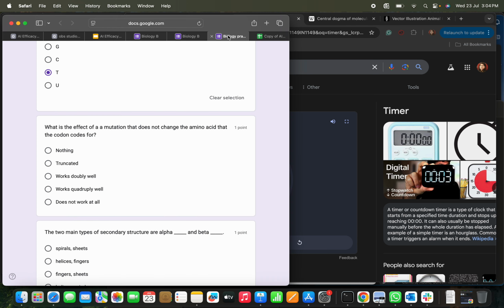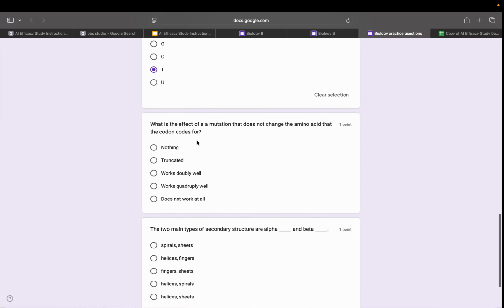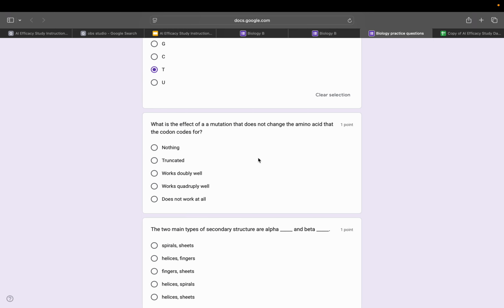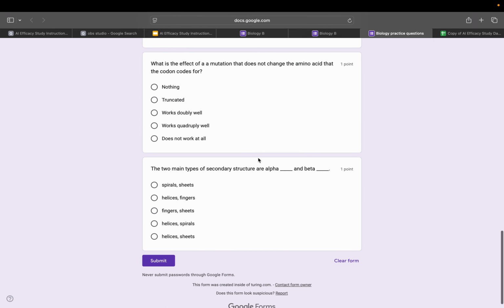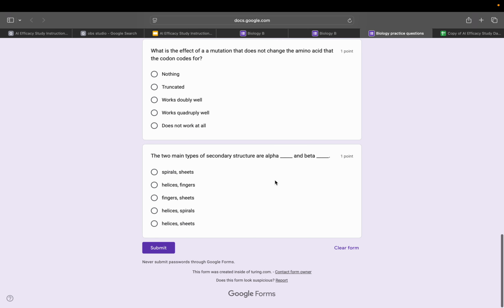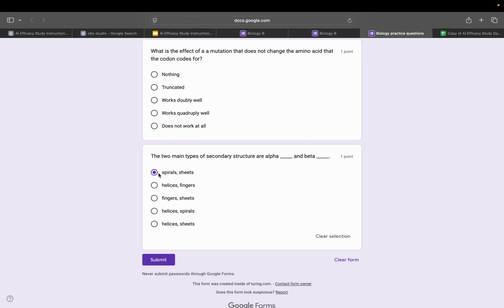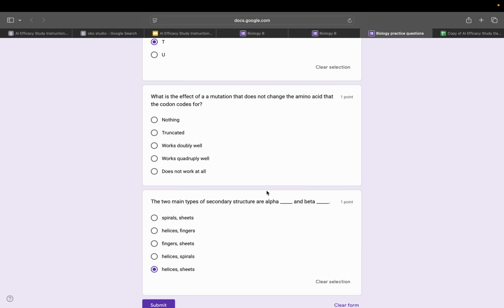I forgot. What is the effect of a mutation that does not change the amino acids? I'll just leave that. There's another thing. The two main types of secondary structures are alpha... I'm not sure what primary and secondary structures are, but let's see what rhymes with them. Alpha spirals, beta sheets, alpha helices. Alpha spirals and sheets. I know helices. I'll go with helices and sheets. It's completely a guess from my side.